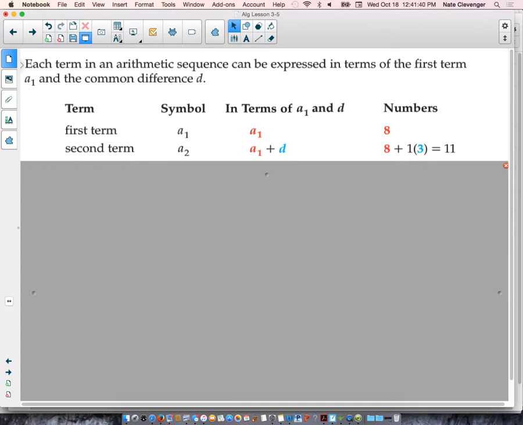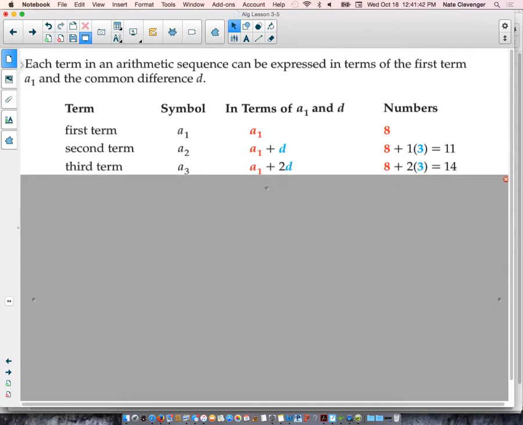14. Okay. So the way you can get 14 using the same sequence is your third term is your first term plus 2 times your difference. Your first difference was 3. So 2 times 3 is 6. So the number 8 plus 6 will give you 14. What's the next one?